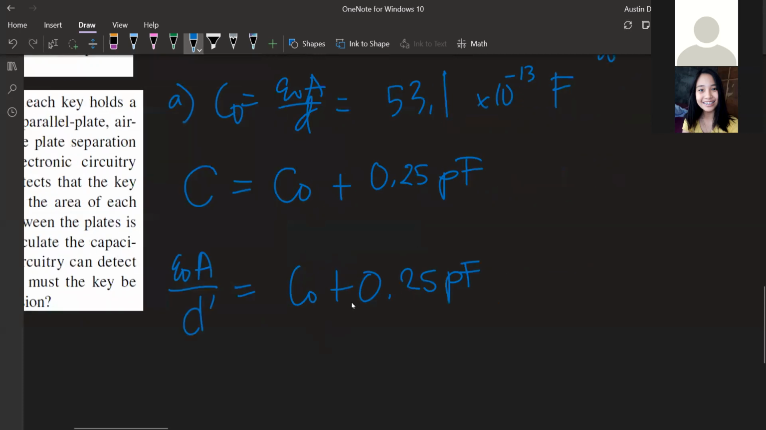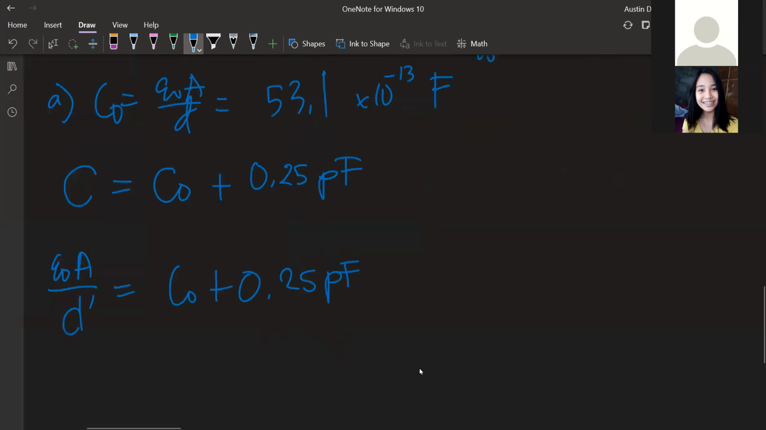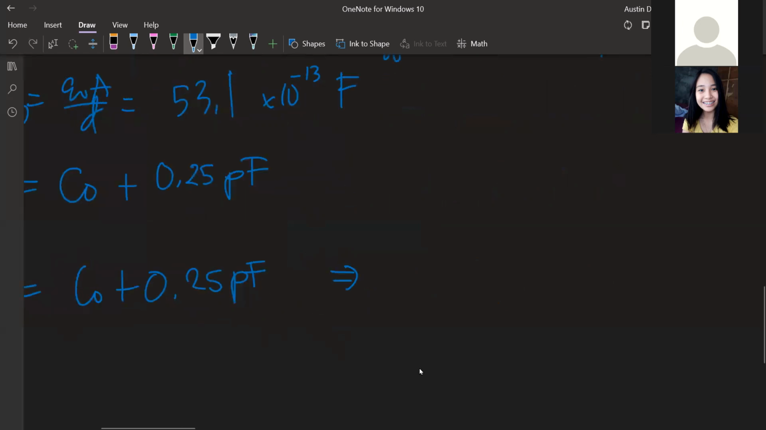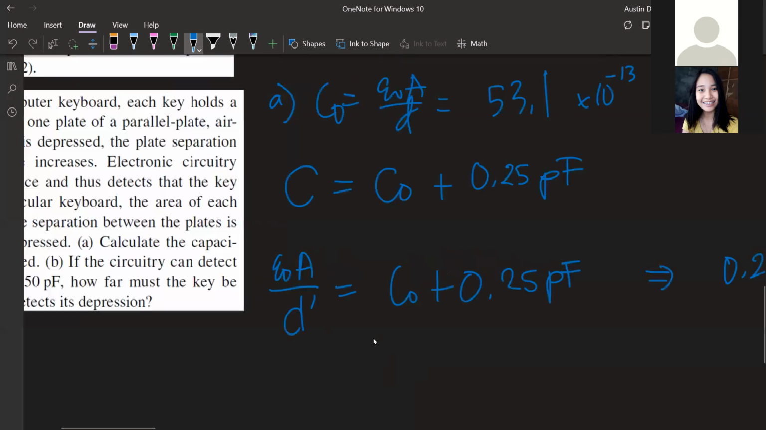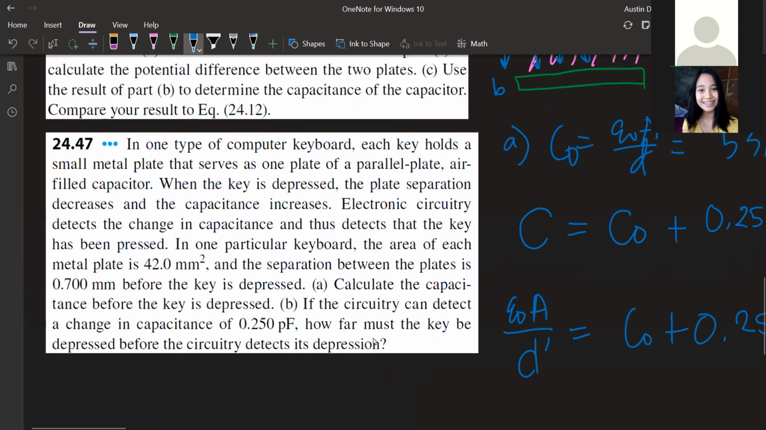Okay, meron kang values na ganito for your right hand side. And then you plug in things. Okay, plug and play na lang to sa calculator nyo. And this would result to a 0.224 millimeter, okay, of distance. So that's how some of the keyboards are engineered.